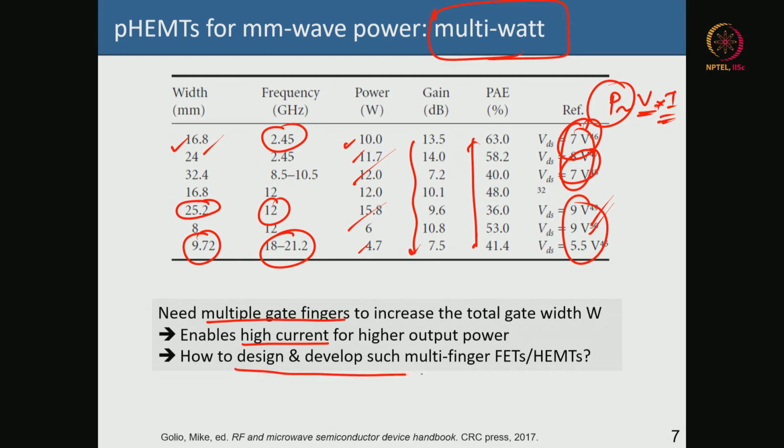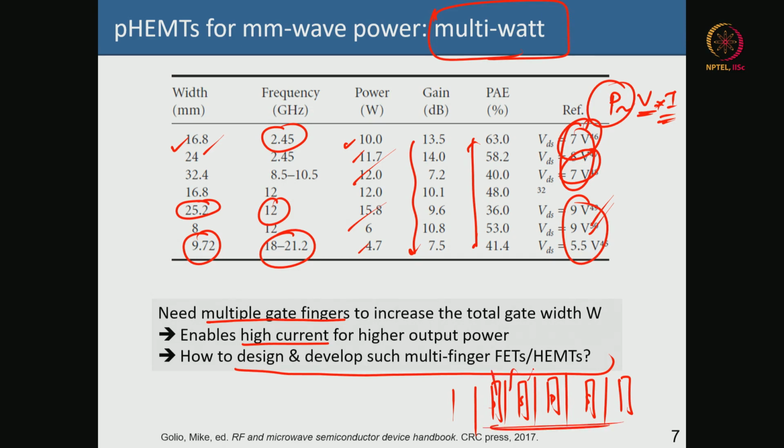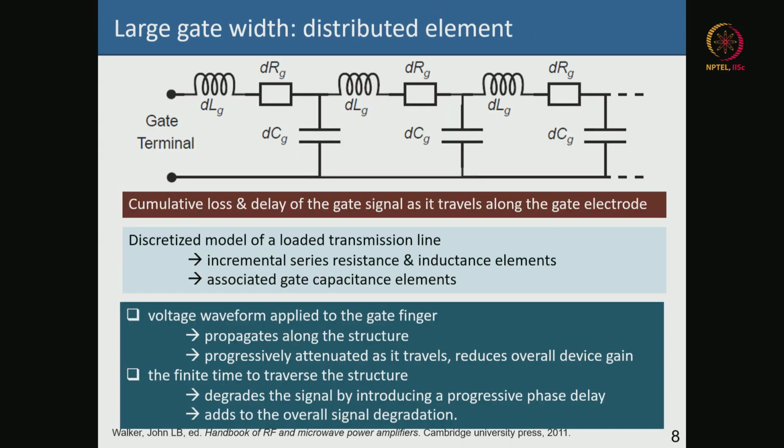How to design and develop such a multi-finger HEMT is the key question, because it is not always trivial. The moment you talk about a multi-finger HEMT, this is your source, this is your drain, this is your source, this is a drain, this is a drain. So, this will continue for many fingers, and you have a gate in between. So, you have to connect the gate, you have to connect the drain, you have to connect the source. It is not very trivial, and also the RF signal that comes will have a propagation delay. So, it is not very trivial at all actually. So, what do people do?